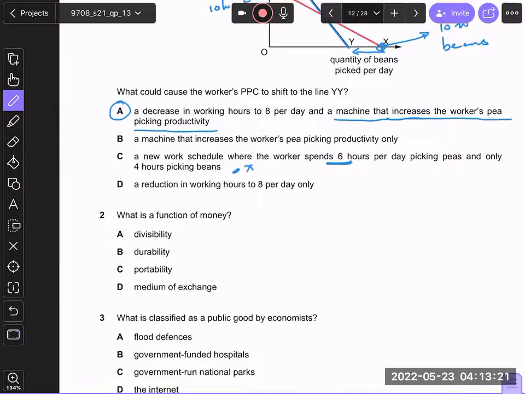What is a function of money? Divisibility, durability, portability, medium of exchange. Function. What is the difference between function and characteristics? Characteristics are those attributes that something has in order to be termed as money or in order to be termed as a legal tender. Say, what is the function? The function of money is it acts as a medium of exchange. Yeah, good job.